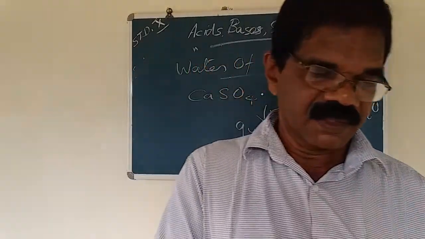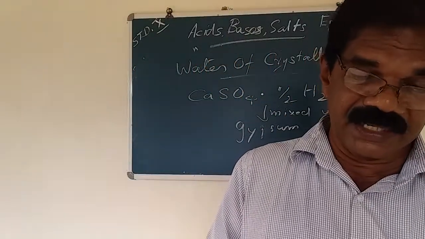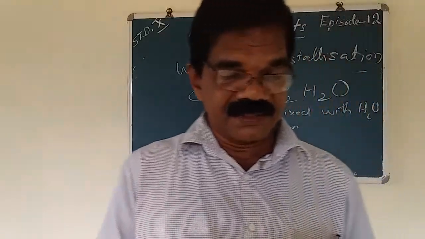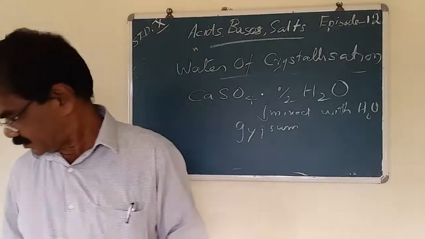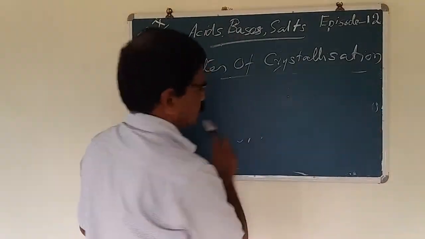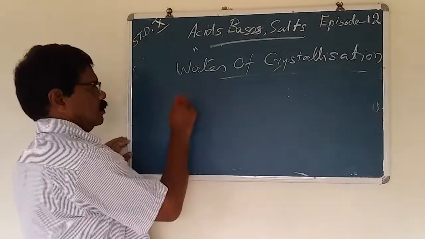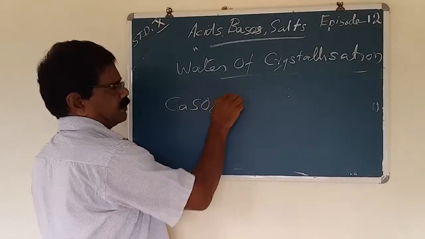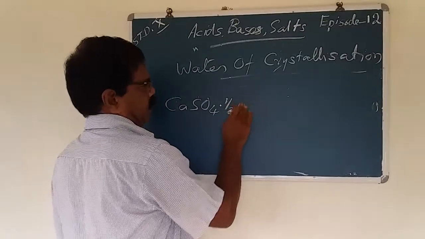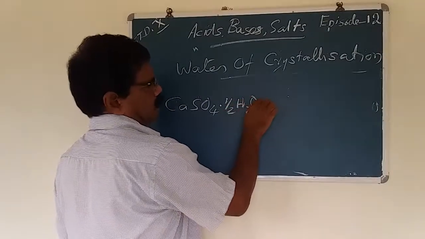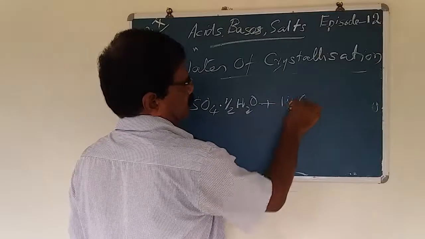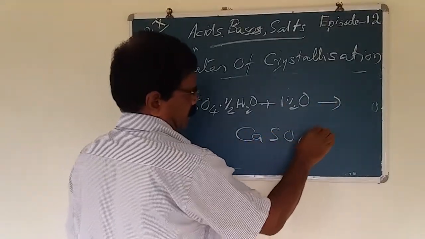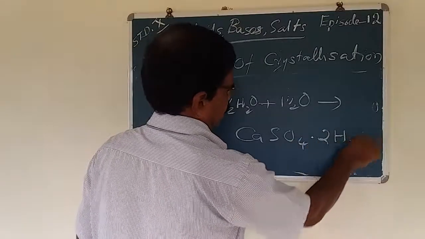Next question. Write an equation to show the reaction between plaster of Paris and water. Plaster of Paris is CaSO4 half H2O. CaSO4 half H2O plus 1.5 H2O gives CaSO4 2H2O.